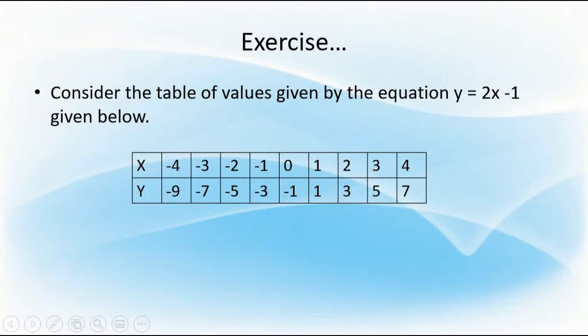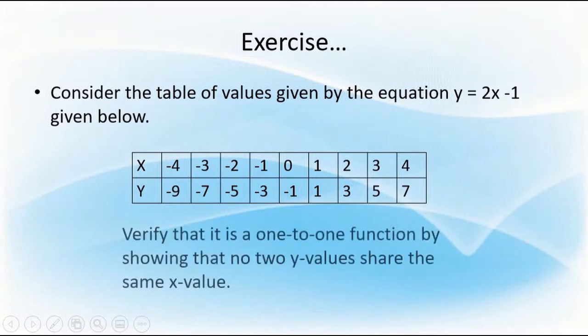If x is equal to 2, y is equal to 3. If x is equal to 3, y is equal to 5. If x is equal to 4, y is equal to 7. This is done by substituting the x values so that you can get the y values. So verify that it is a one-to-one function by showing that no two x values share the same y value.